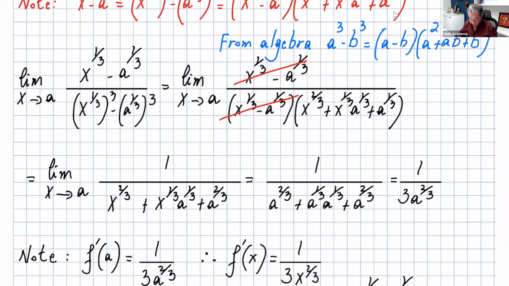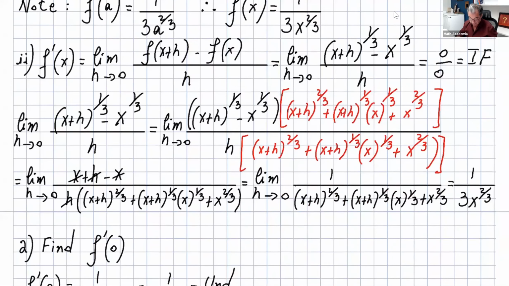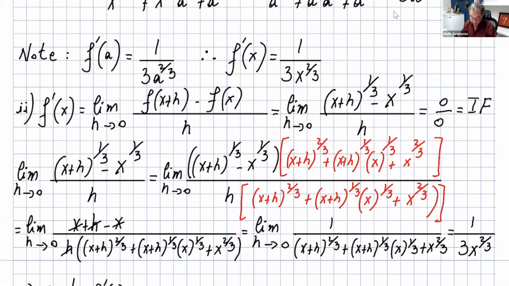But if you want to use the other one, so if you want to find the limit by doing the limit as h approaches 0 of f of x plus h minus f of x over h, same thing: if you substitute x by x plus h, then you get x plus h to the power of 1/3 minus x to the power of 1/3 over h, and you do get 0 over 0, which is an indeterminate form. Now this is a little bit tricky if you want to find the limit this way, but let me go ahead and explain.